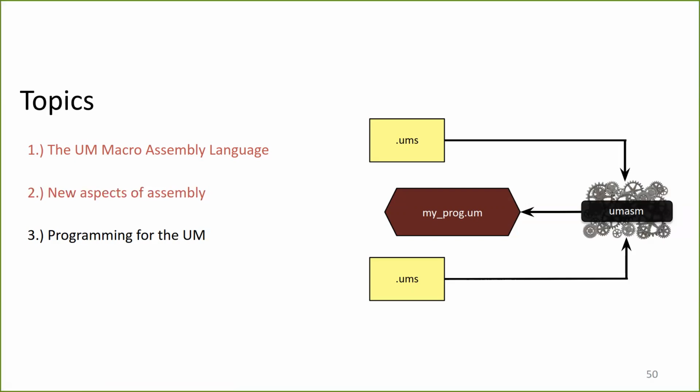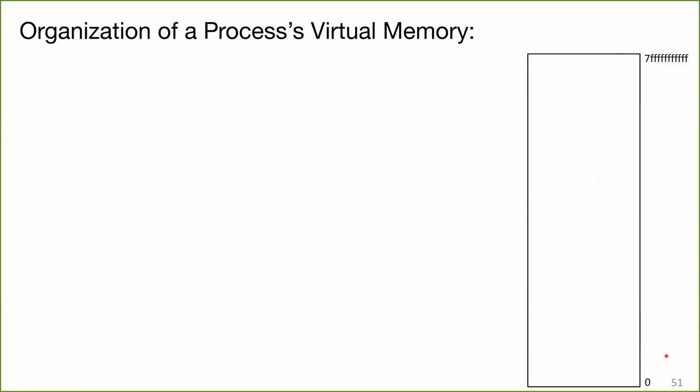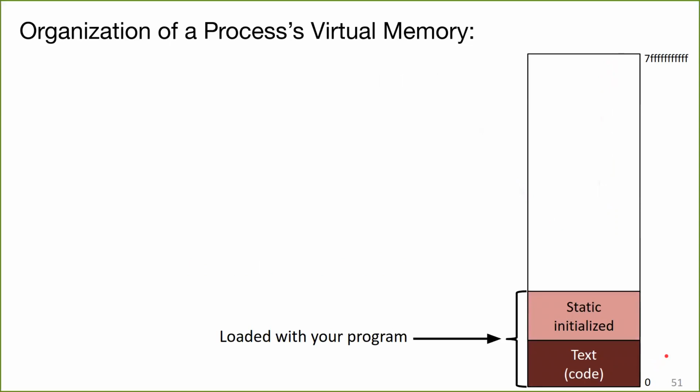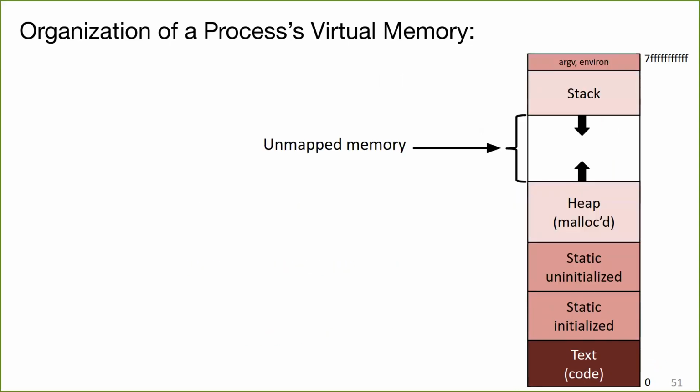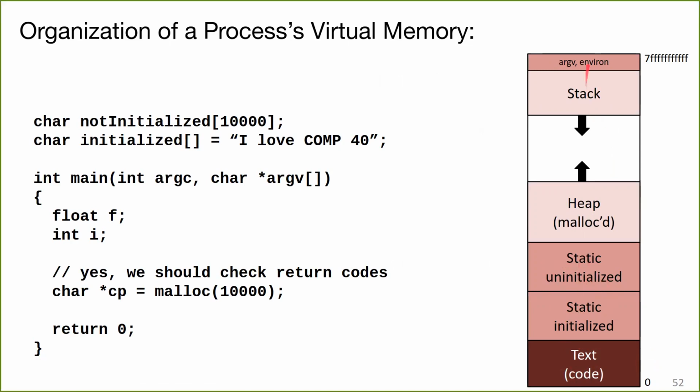So now let's see some new aspects of assembly that this UMASM language presents. These new aspects all have to deal with a process's memory and the different sections that comprise it. So just as a review of what processes look like in our systems, this is laid out contiguously in virtual memory, lowest address 0 down here, highest address up there. And then we have all these different sections that are used for different things, right? We have where all of our code lives. We have things that can be statically allocated before the program runs, heap and the stack, and then any command line arguments and environment variables.